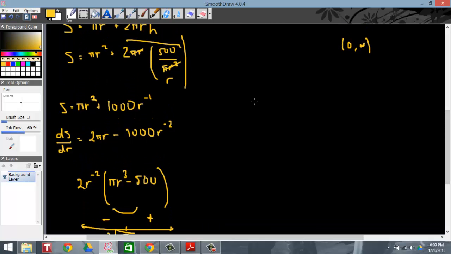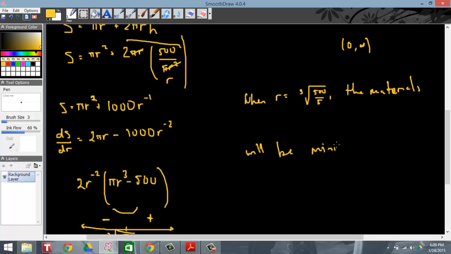So from here, I can say that when r is equal to the cube root of 500 over pi, the materials, oops, running out of space here, materials will be minimized. Now, I understand I forgot h. That is why I left myself some space right here. So when r is equal to this and h is equal to, well, let's find out.